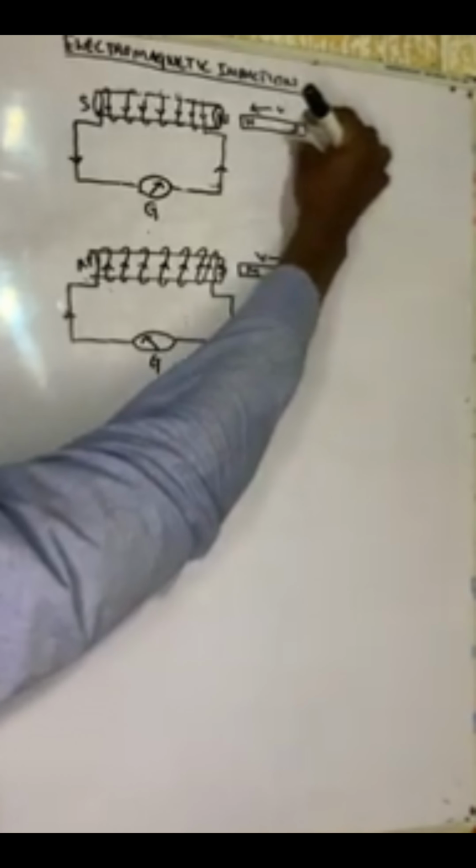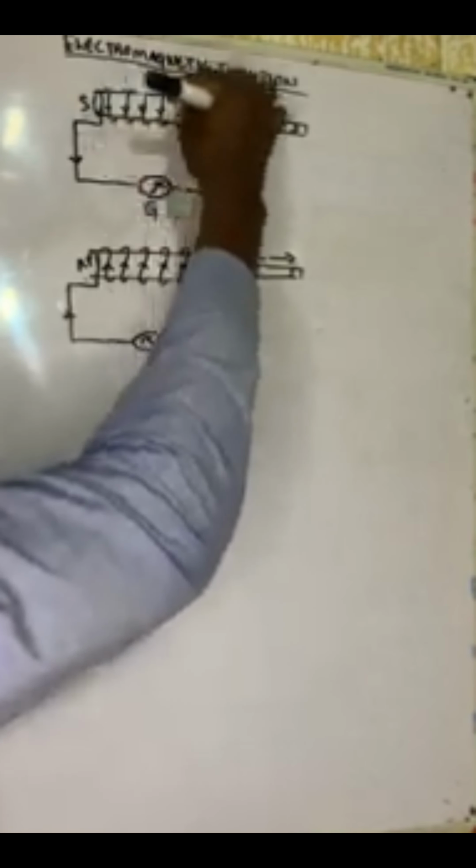So what is then an induced current? Induced current is the current generated as a result of a relative motion between a magnetic field and a coiled conductor. Alright.